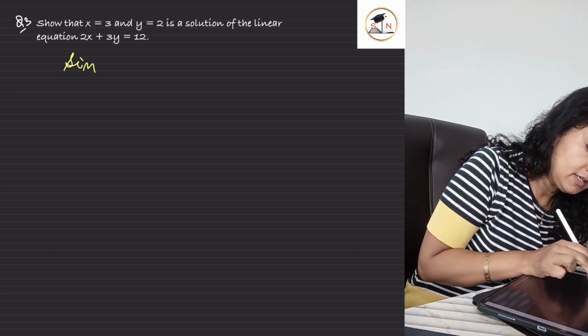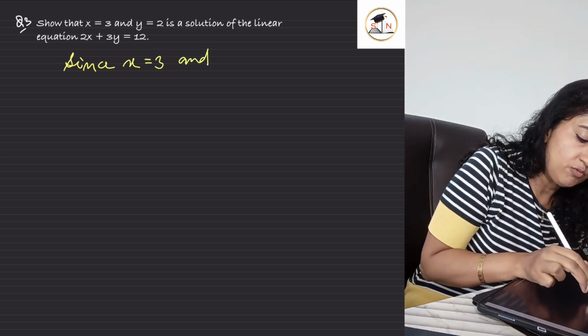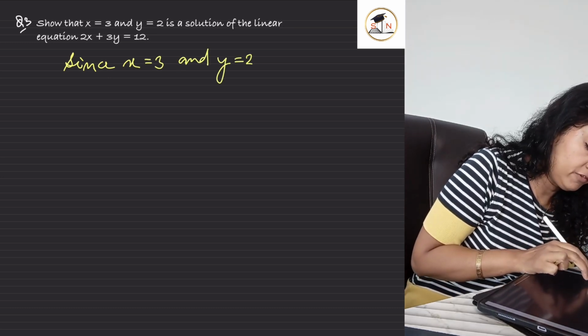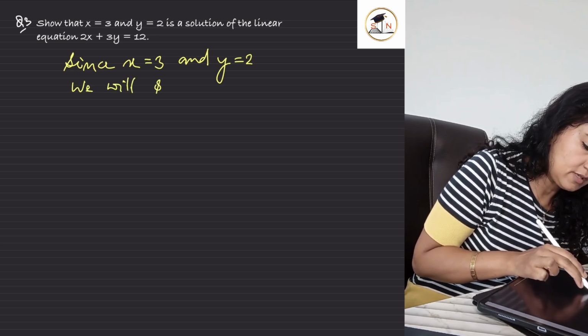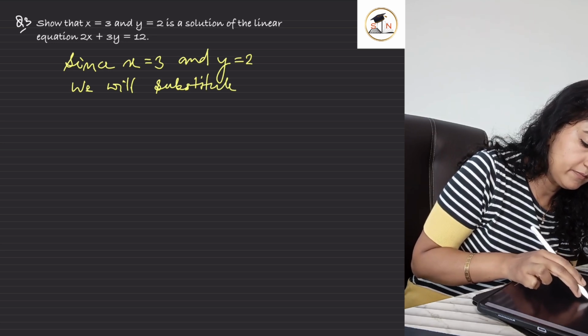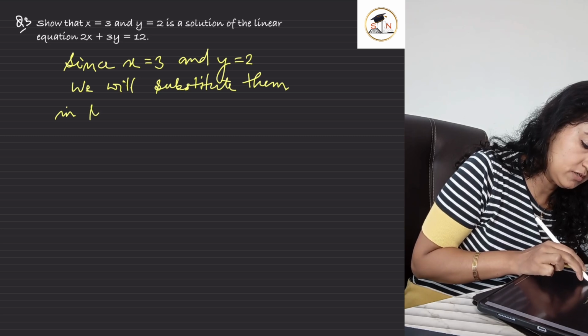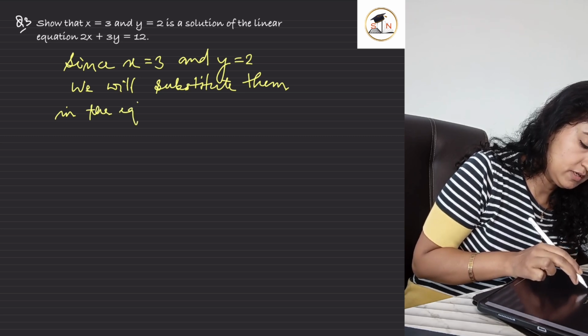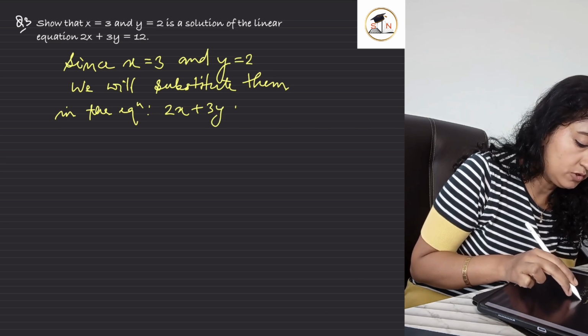Since x equals 3 and y equals 2, we will substitute them in the equation 2x plus 3y equals 12, right?